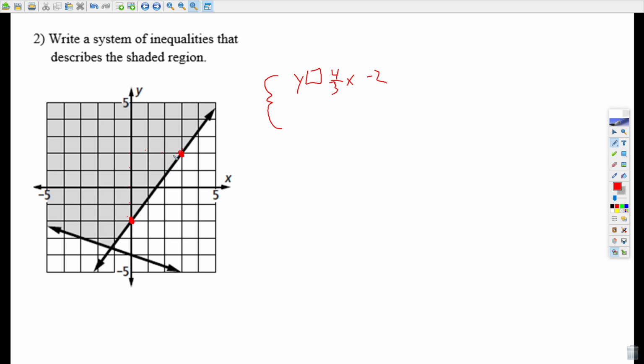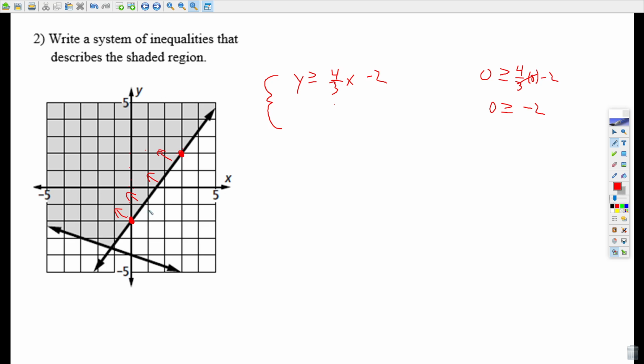And then if we're shading above the line, we're going to assume that's a greater than or equal to. So I'll fill that in over here. Greater than or equal to. And that should work. If I use a test point, I'll go off the side and use 0, 0, where it should be a true statement. 0 is greater than or equal to 4/3 times 0 minus 2. Is 0 bigger than or equal to, that goes away, -2? Sure is. 0 is bigger, so I shaded the right area and chose greater than or equal to as the right sign.